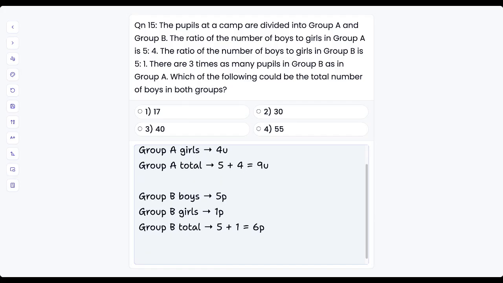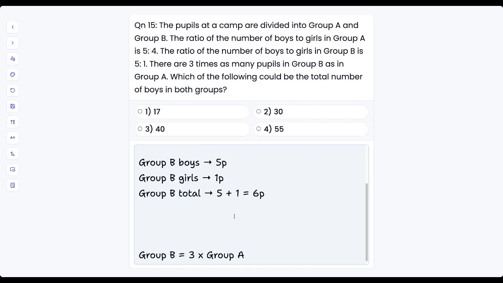Okay, so in this case, it says here there are 3 times as many pupils in group B as in group A. So group B is equal to 3 times of group A. So how do we do this? We can use LCM, the lowest common multiple of 6 and 9. Since this is somewhat equal, this will be equal to 18.